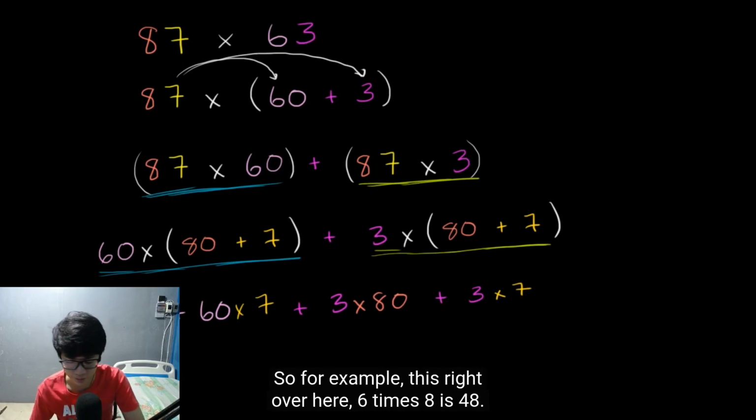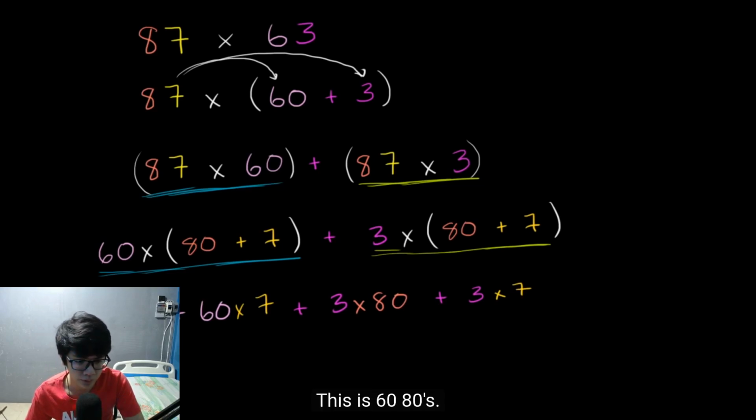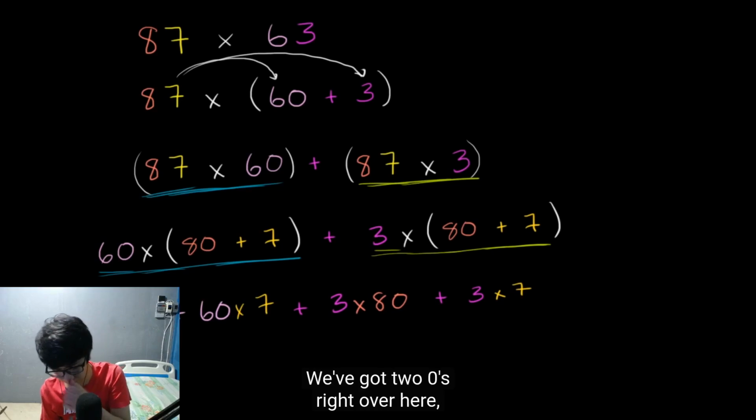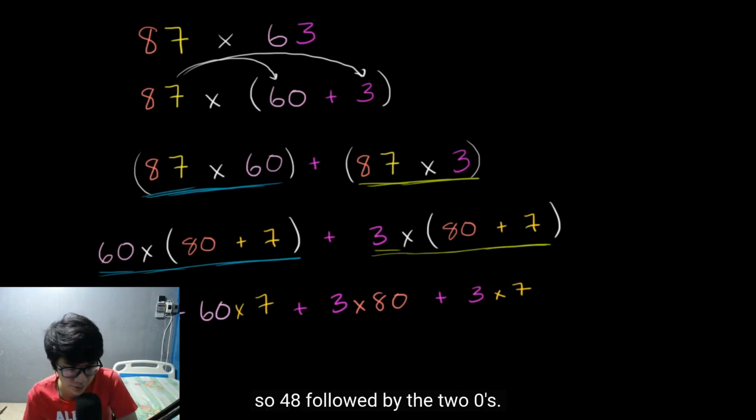So for example, right over here, 6 times 8 is 48. But this isn't 6 eighths. This is 60 eighties. So this is going to be 4,800. We've got 2 zeros right over here. That's what I did: 48 followed by the 2 zeros.